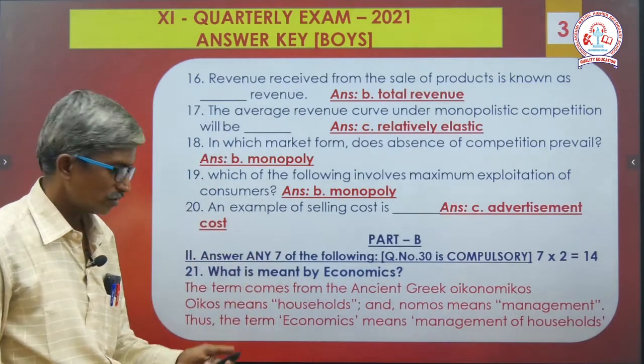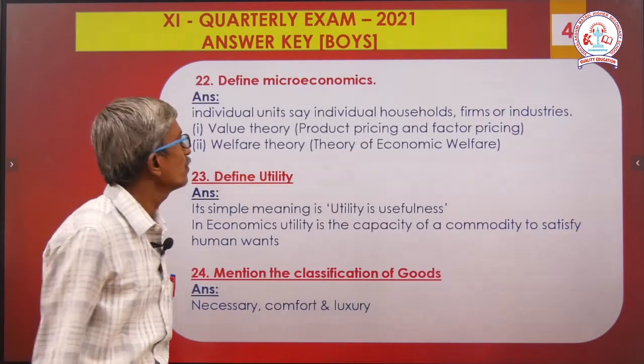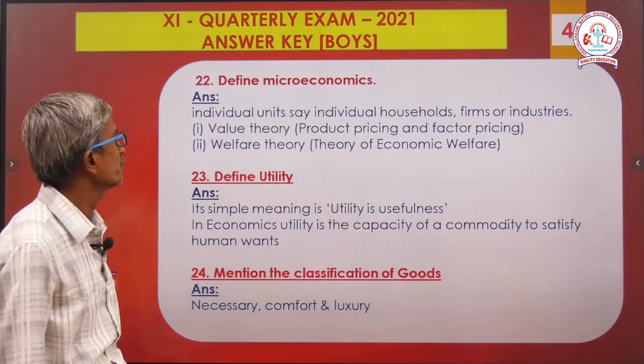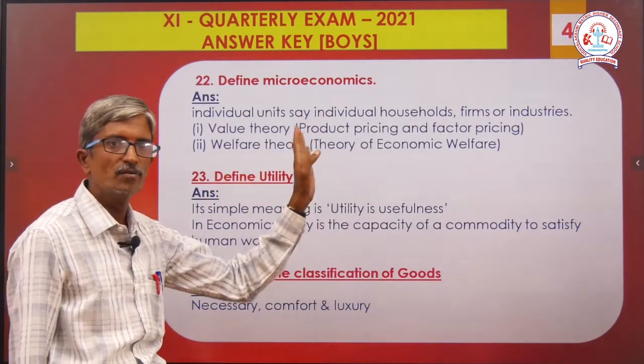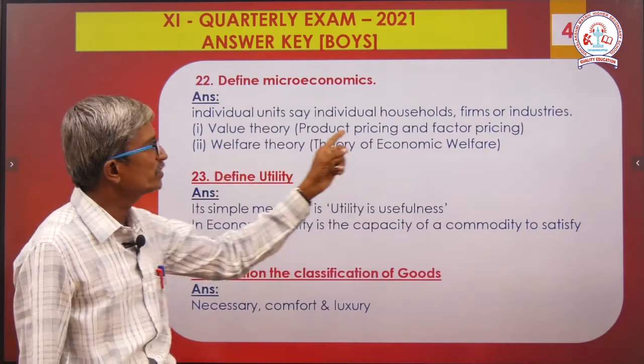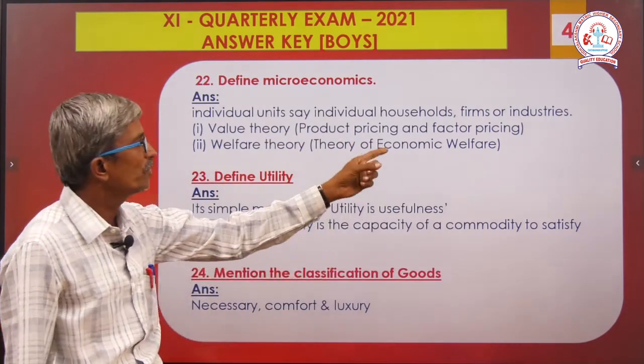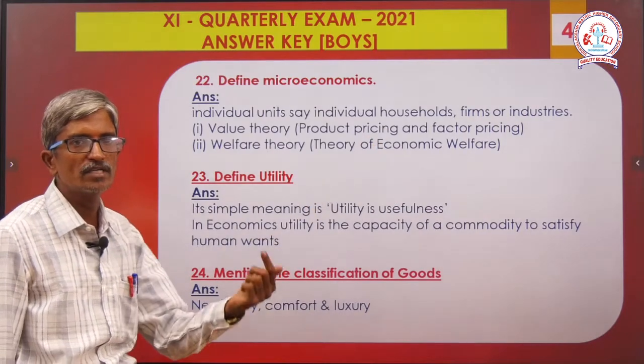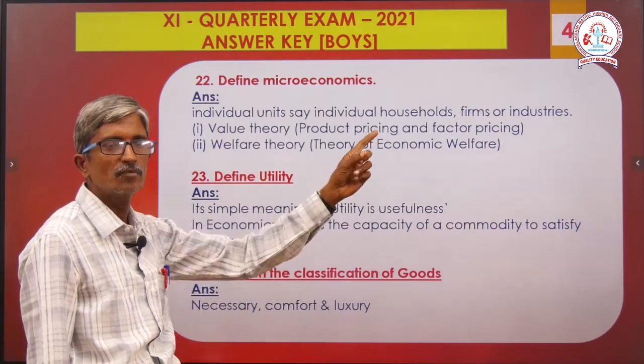Ancient Greek economicus. Question number 22, define microeconomics. இதுல டைரக்ட்டா இந்த ரெண்டு பாயிண்ட்ஸ் இருந்தா போதும். இது வந்து டைரக்ட் பாயிண்ட்ஸ். Individual unit, say individual household, firm or industries. Micro na study about the individual. Direct அங்க இருந்து அந்த பாயிண்ட்ஸ் வரணும்.